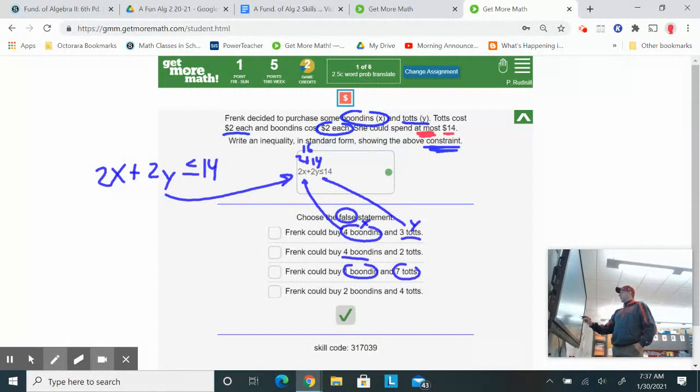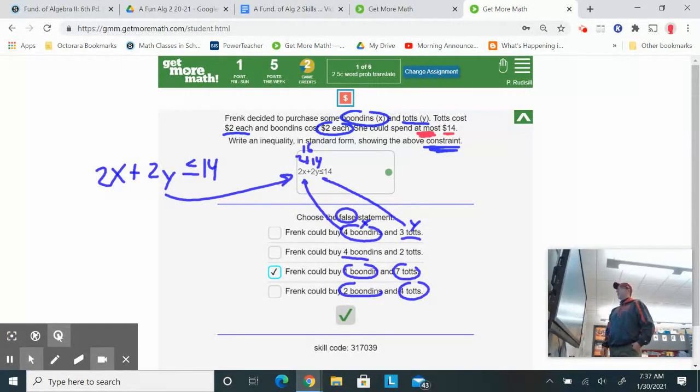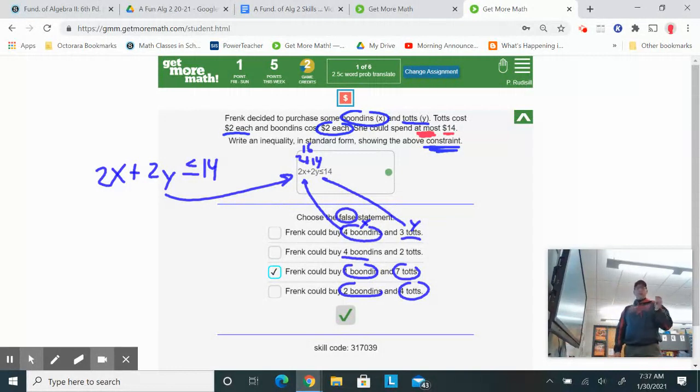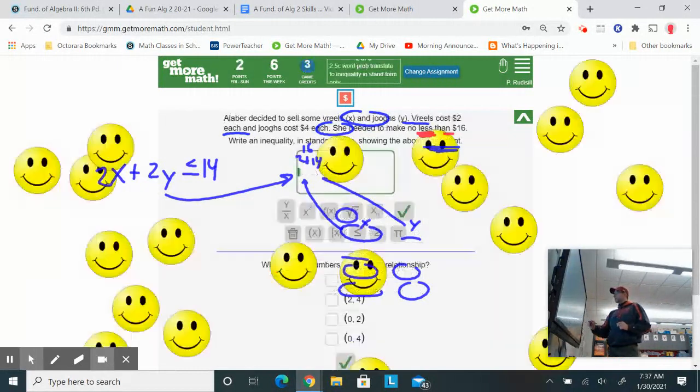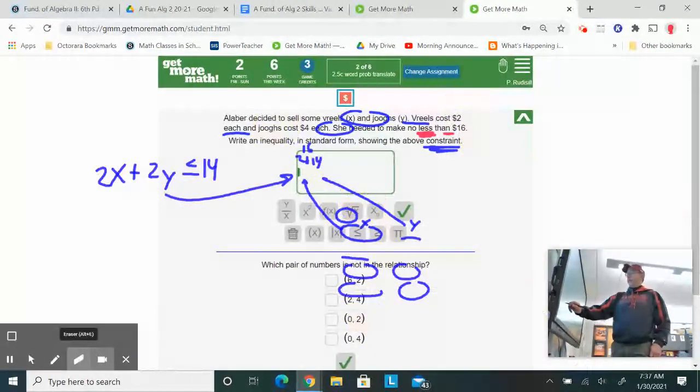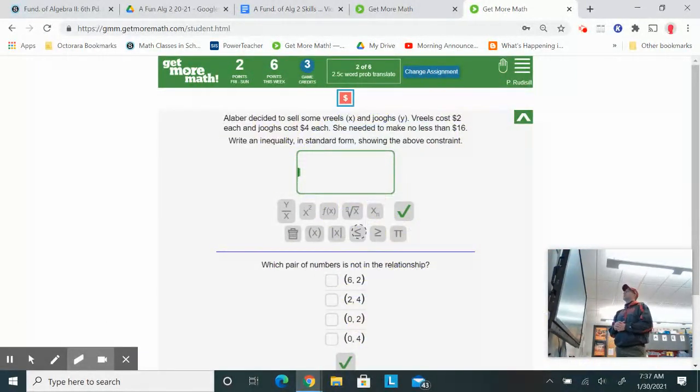But I always double check the other choices. 2 times x is 4. 4 times y, or 2 times 4, which is the tots of the y's, are 8. That would be less than 14. So it's got to be this one here. It's the only one that is false, although other ones would make the inequality true. Got it. All right, let's try another one.